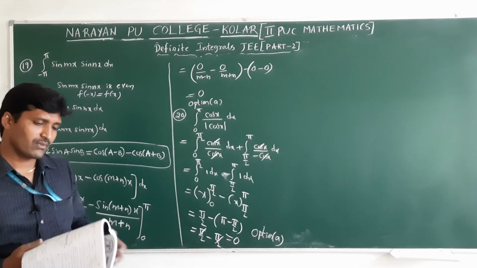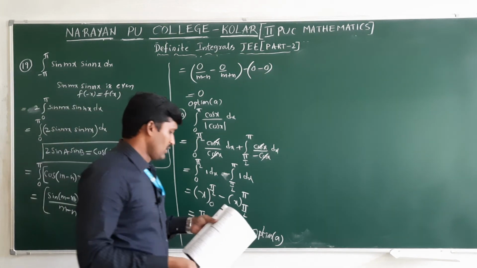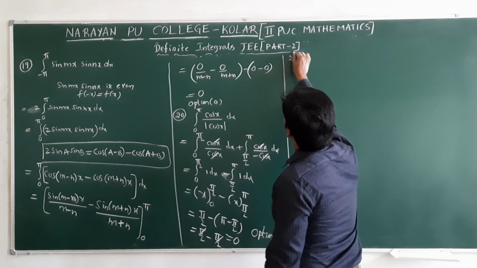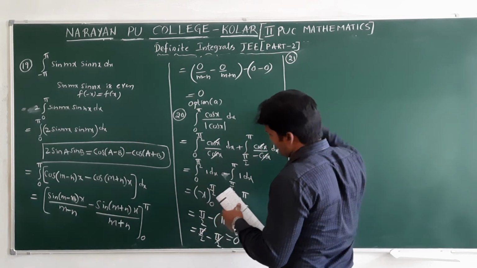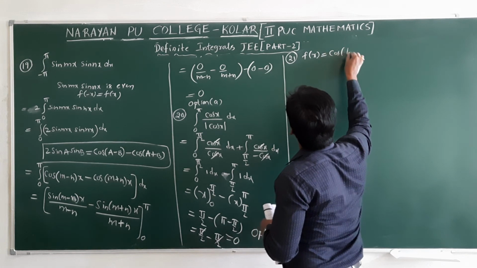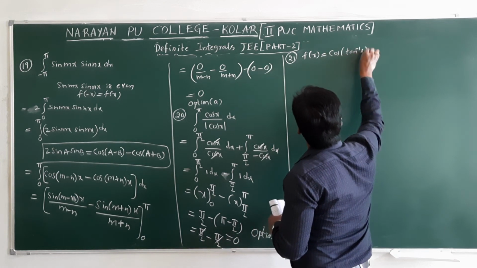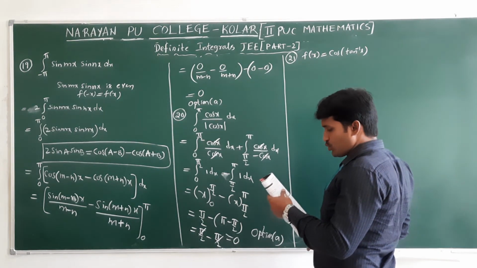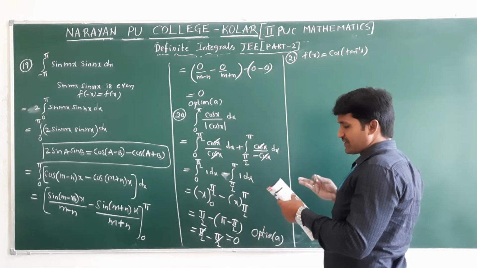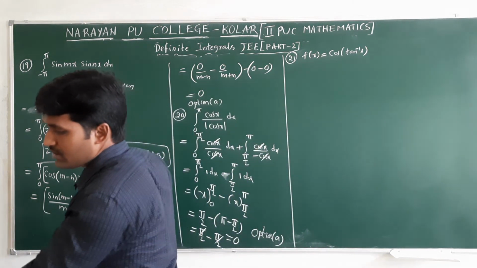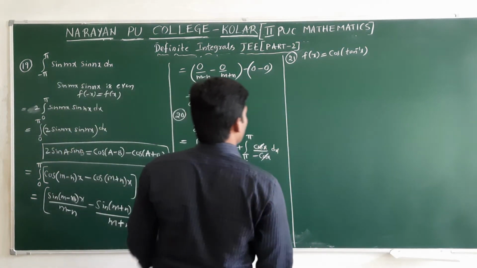Next, coming to question number 21. Question number 21 is: given f of x equals cos of tan inverse x, then the value of the integral from 0 to 1 of x into f double dash of x dx, we need to find out.